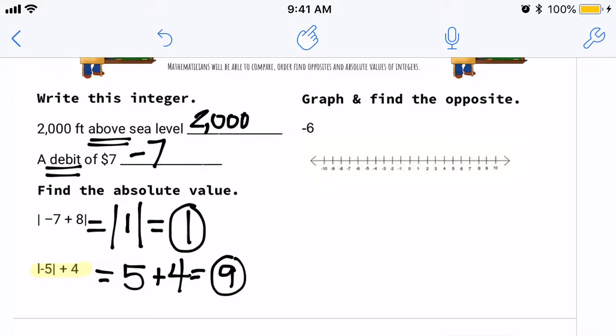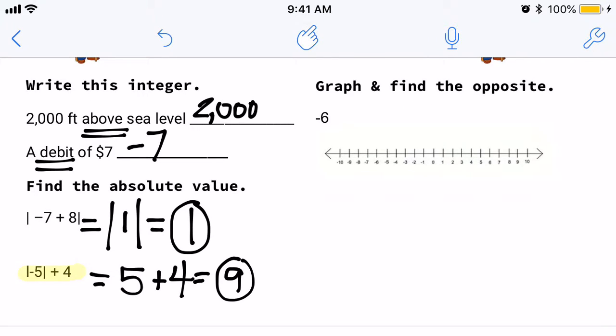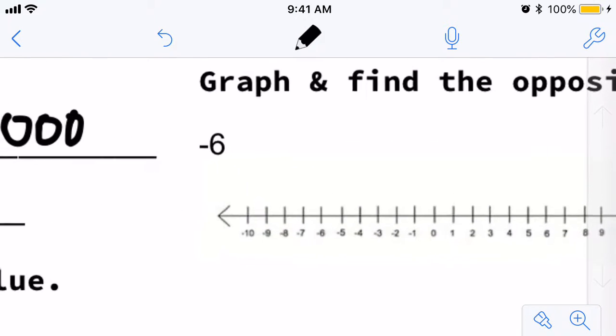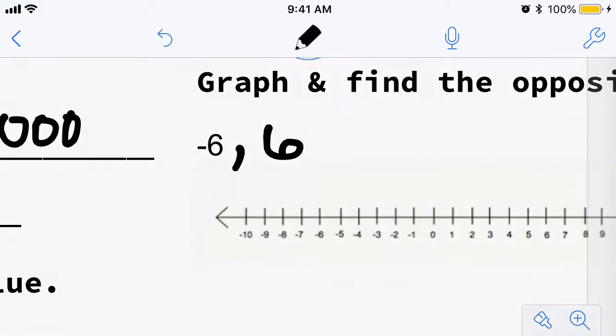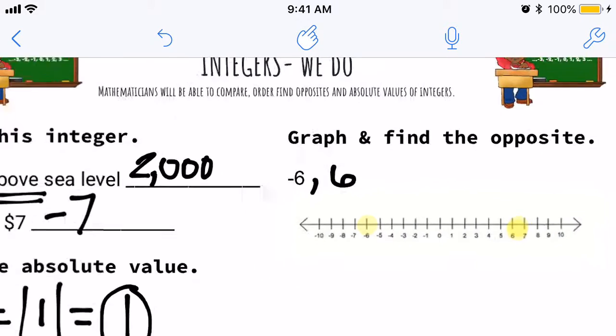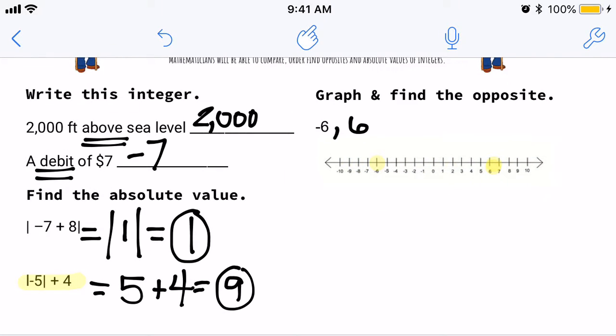On the other side of this slide, it was asking you to find the opposite and graph. So the opposite you should have written down is positive 6, and then your graph should have had 2 dots at positive 6 and negative 6. Take a look and make sure you have all 5 of these answers correct.